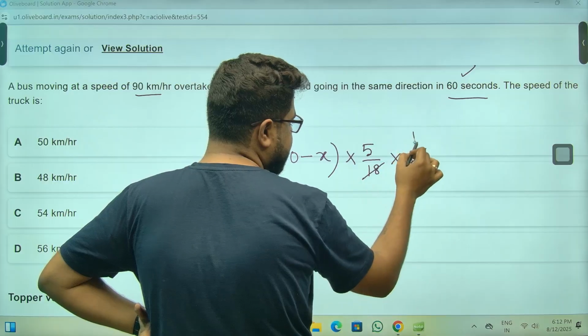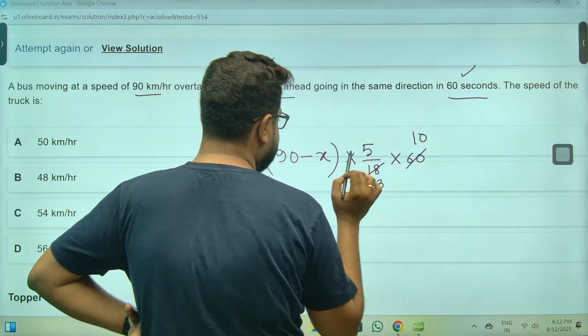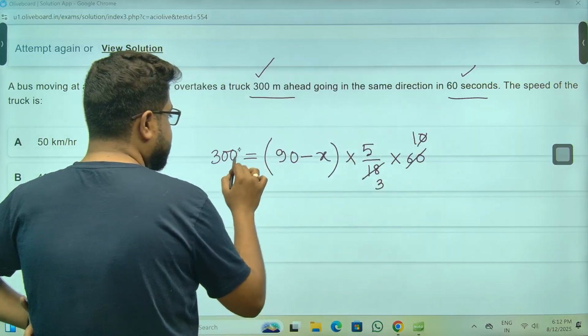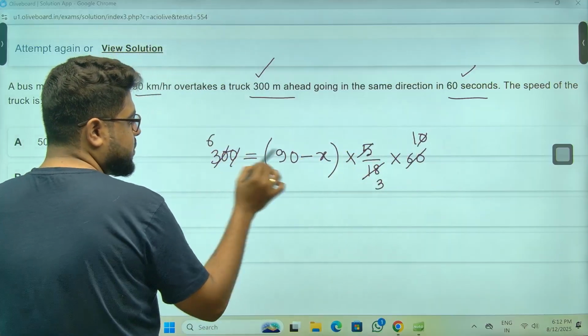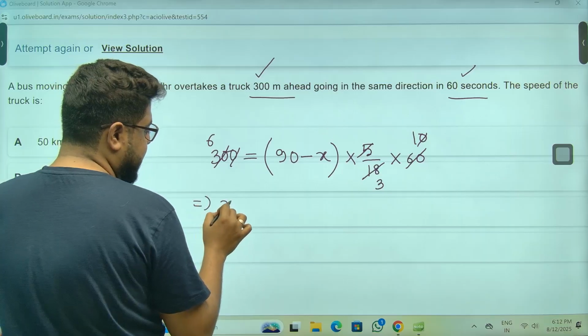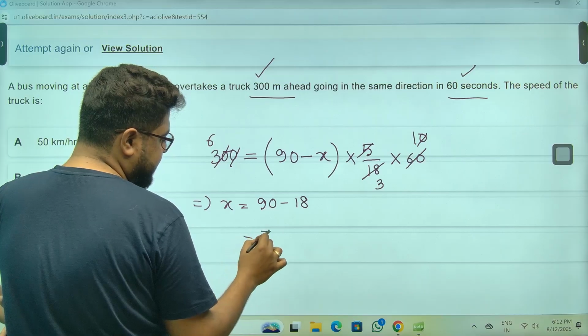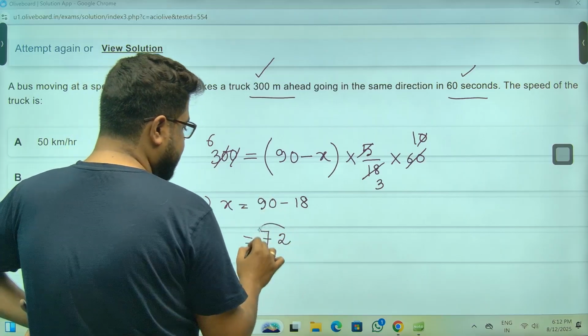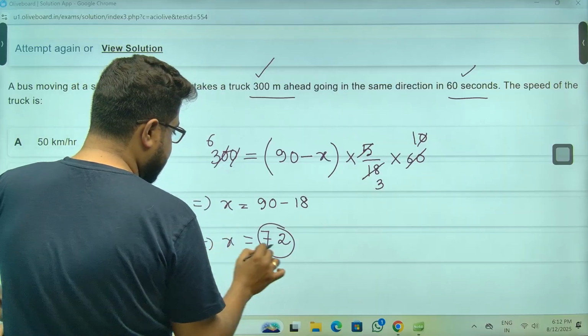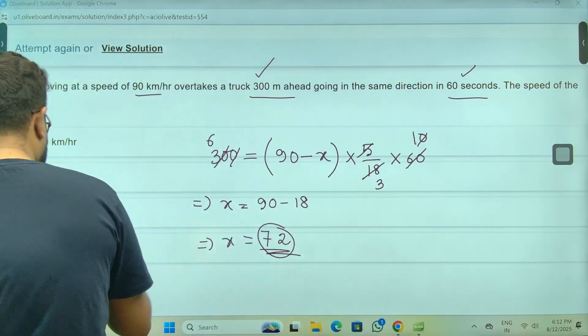So just calculate, sir. 18, 6 tens are this, 6 threes are this, 0, 0, 5, 6. So this 3 will come. 18x will become, sir, 90 minus 18. That means 72, right? x is 72, sir. That is in kilometer per hour.